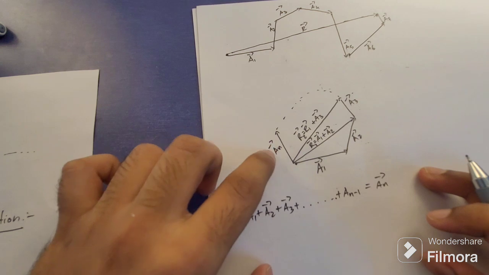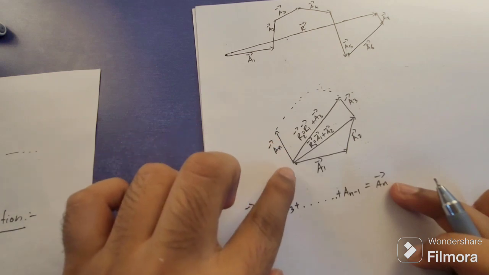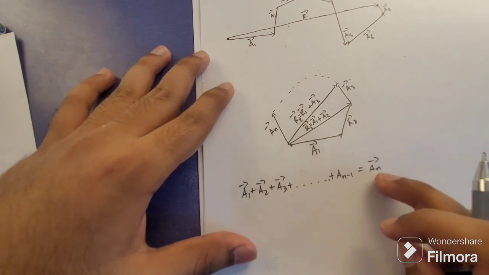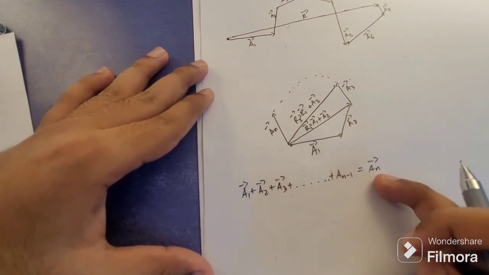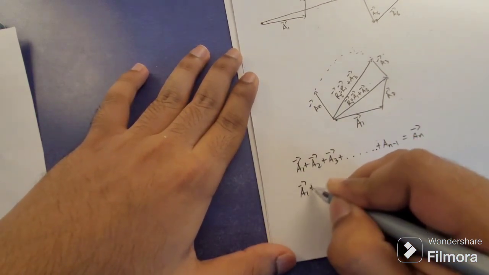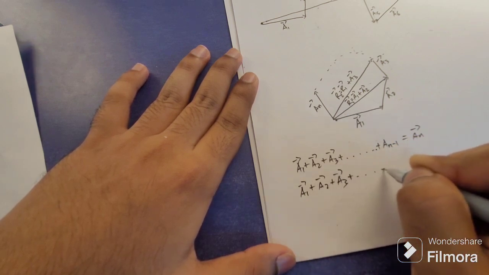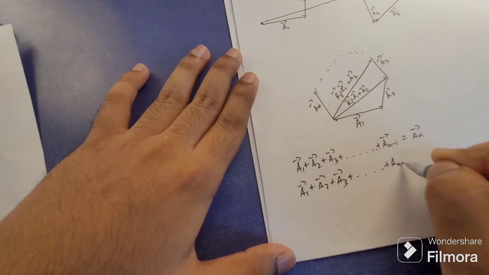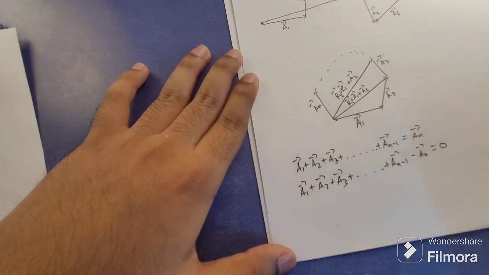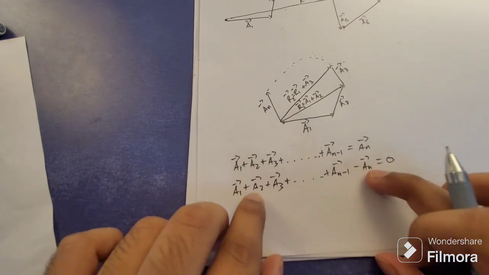So this would be the last vector, an vector. It will have an opposite sense, and it would be equal to the addition of all other vectors. Now if we take the an vector to the other side of the equation, we get a1 vector plus a2 vector plus a3 vector plus and so on plus an minus 1 vector minus an vector equals to 0. Now if we shift an vector to the other side of the equation, we get this result.